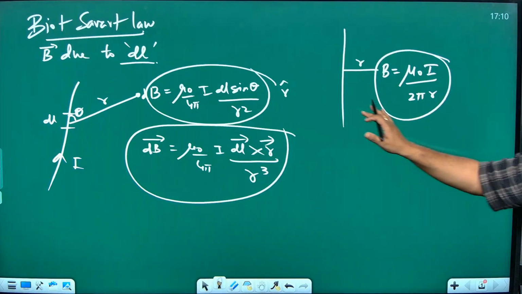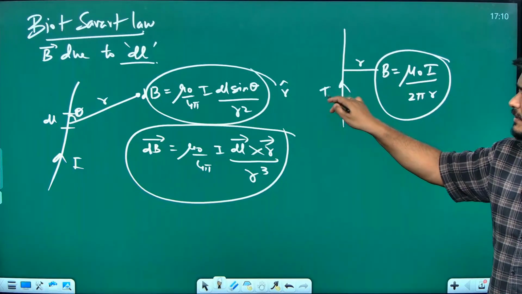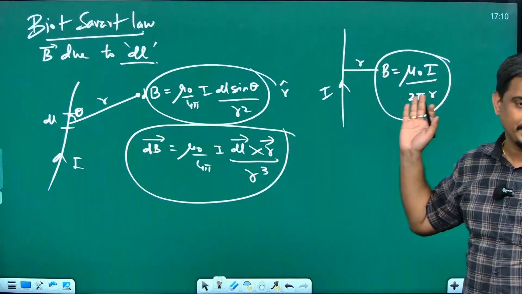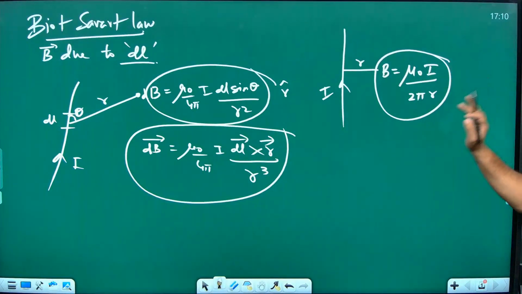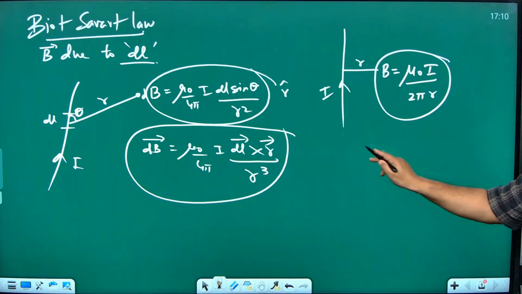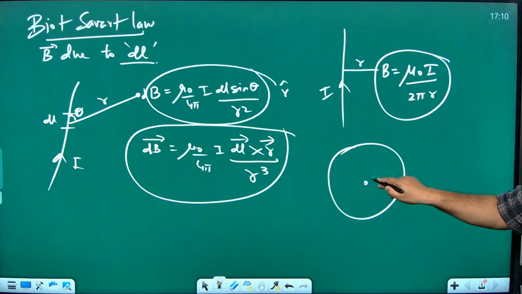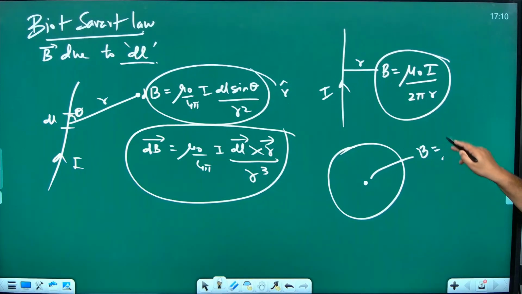So always remember, if you have a current carrying conductor with current I flowing through it, at r distance away from it, the magnetic field is mu naught I by 2 pi r. In the same way, if you have a circular current carrying conductor, at its center the magnetic field value is mu naught I divided by 2r.